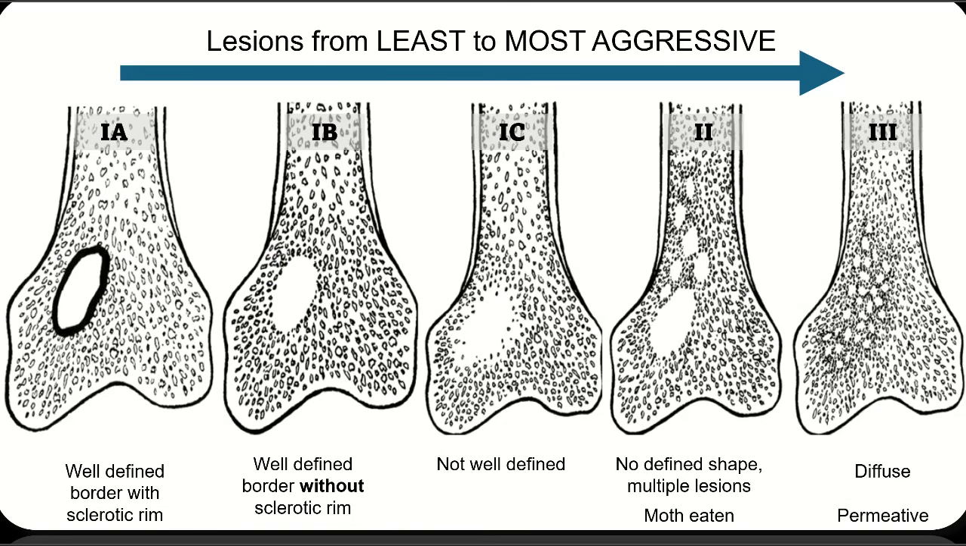This is a nice diagram showing the progression from least to most aggressive types of lesions, starting on the left with a well-defined area with a very sharp sclerotic border, which progresses to loss of that border, or in the middle where it starts to lose the defined nature. The two on the right are more dispersed across the bone, with the type 2 commonly described as moth-eaten, while the last is just so spread out and diffuse throughout the bone.